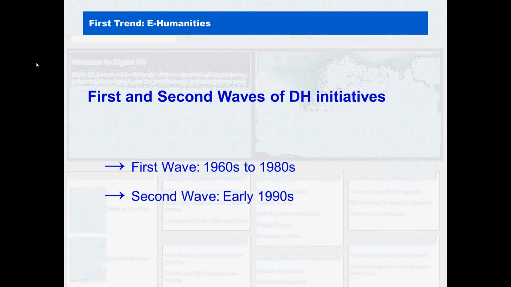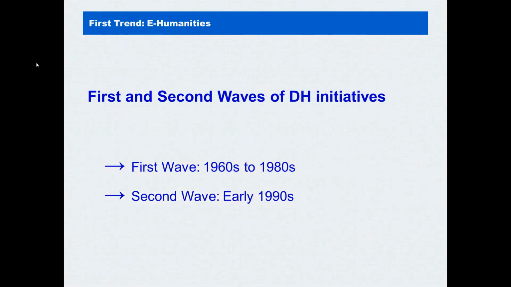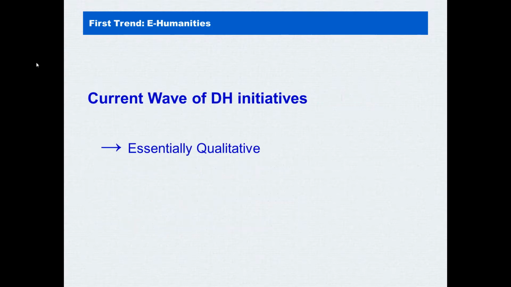Both of these waves of projects were essentially quantitative, providing digital processing of or digital access to existing material rather than creating new material. By contrast, the current wave of enhanced humanities projects is essentially qualitative in approach, using technology to allow scholars to experience materials in new ways.